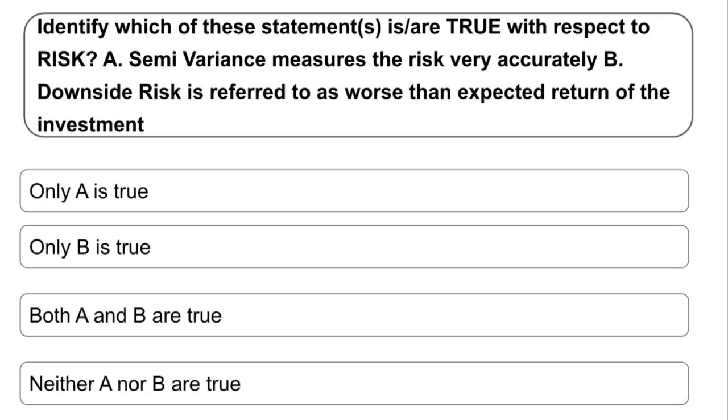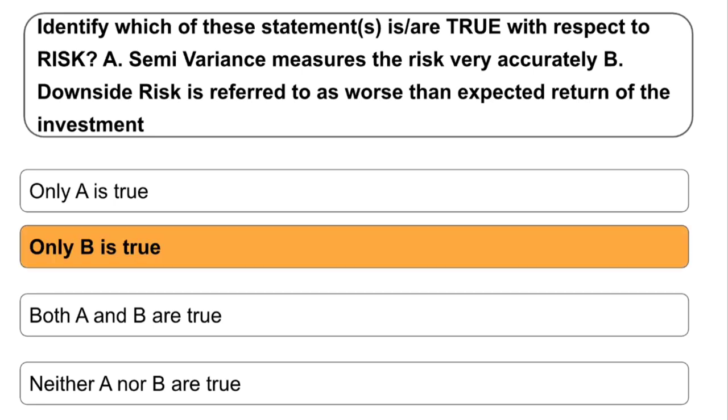Going to the next question. Identify which of these statements is or are true with respect to risk. Options are: A. Semi-variance measures the risk very accurately. B. The downside risk is referred to as worse than expected return of the investment. Options are: A, only A is true; B, only B is true; C, both A and B are true; D, neither A nor B is true. So the correct answer is only B is true.